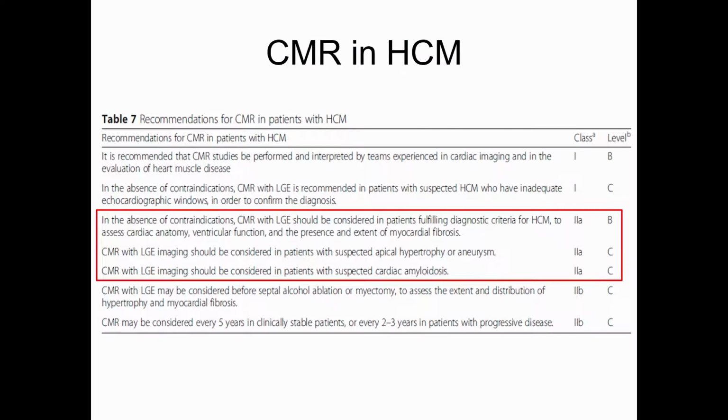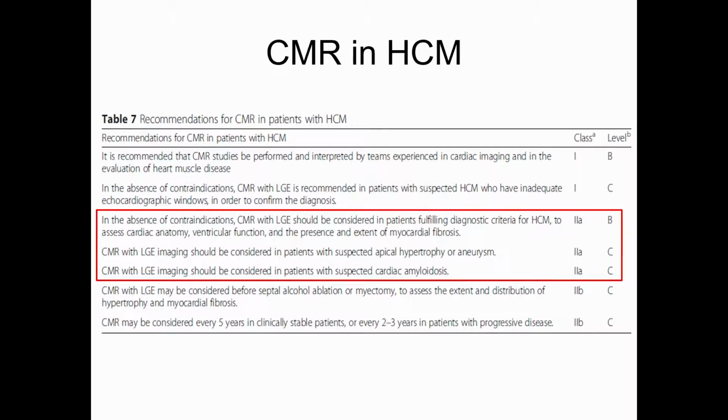What about hypertrophic cardiomyopathy? Again, high-level recommendations from the ESC guidelines, particularly for patients with HCM, to look for the presence and extent of myocardial fibrosis. So there's a lot of interest around this concept at the moment, whether it has independent prognosticability compared to just LV wall thickness and other HCM clinical parameters. Also high-level recommendations in patients with apical disease, suspected amyloid, sarcoid, things like that.